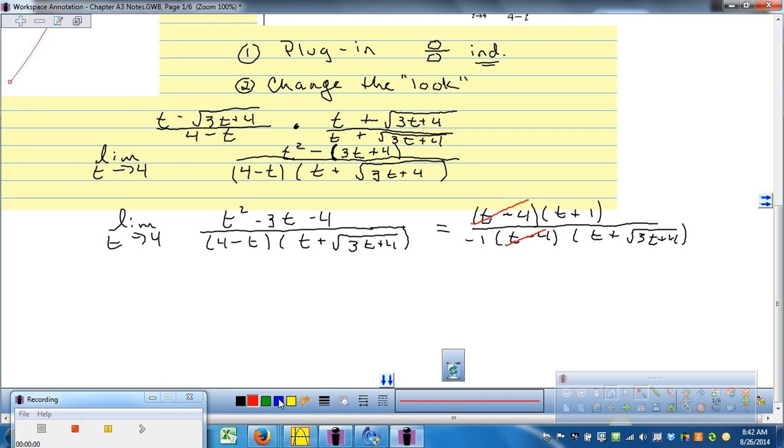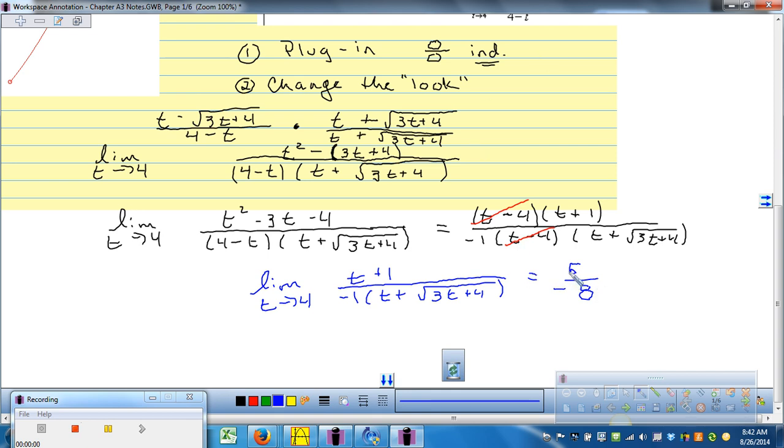Okay, and so finally, let's reevaluate that limit. The limit as t approaches 4 of t plus 1 over negative 1 times t plus root 3t plus 4. What do we get on top? 5 over negative, what do we get on the bottom? 8. So there is our limit, negative 5 over 8.